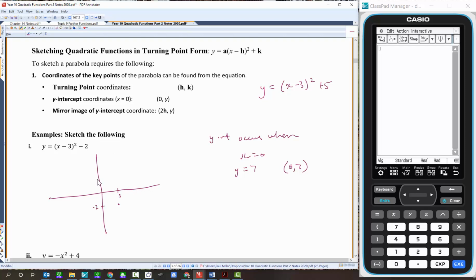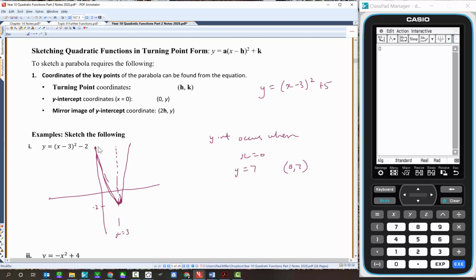So here's negative, here's 2, 4, 6, so 7 is going to be somewhere up here. Note that what the parabola is going to do is turn at this point here. So there's the turning point, and it's going to go up to here, turn, and come back here. Now, very important to note that the parabola needs to look symmetrical about the turning point. Where the turning point is, that's called the axis of symmetry. This can be modeled by an equation, x is equal to 3. So the equation of the axis of symmetry here is x is equal to 3.